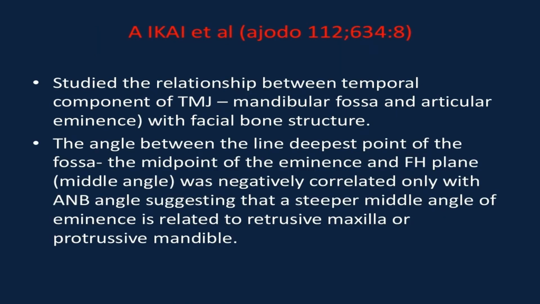Aikai et al. studied the relationship between the temporal component of the TMJ, the mandibular fossa and articular eminence, with facial bone structure. The angle between the line from the deepest point of the fossa to the midpoint of the eminence and the FH plane, the middle angle, was negatively correlated only with the A and B angle, suggesting that a steeper middle angle of the eminence is related to a retrusive maxilla or protrusive mandible.